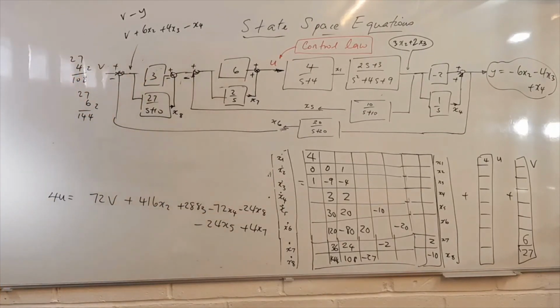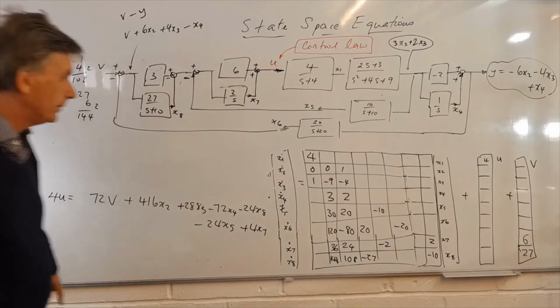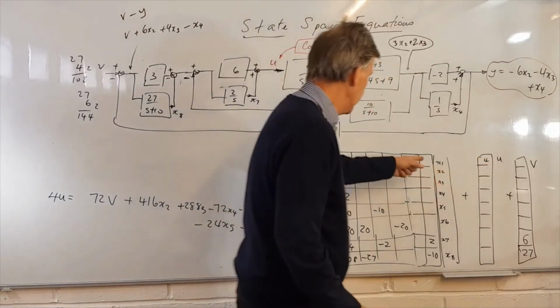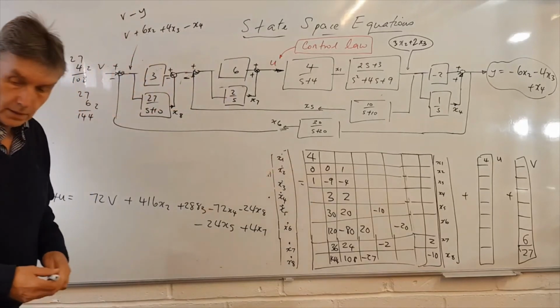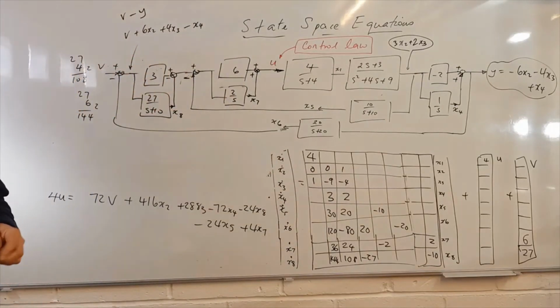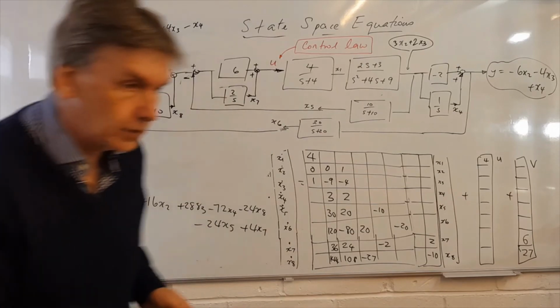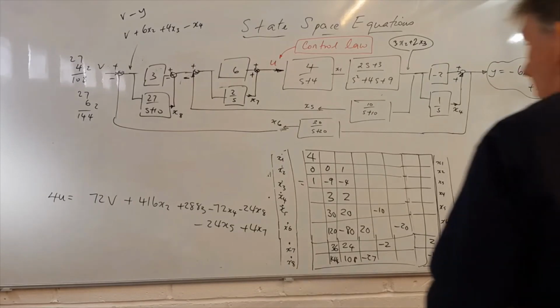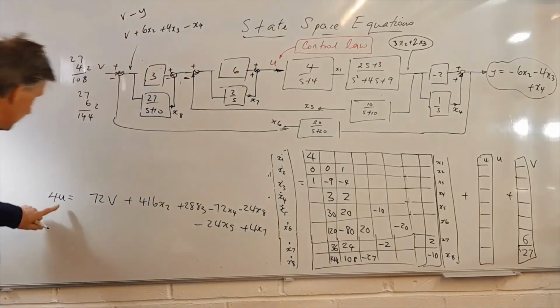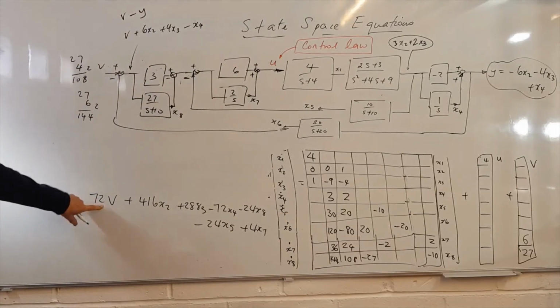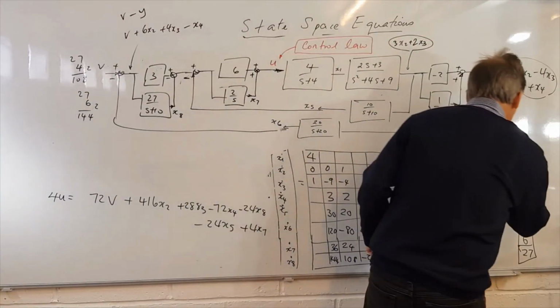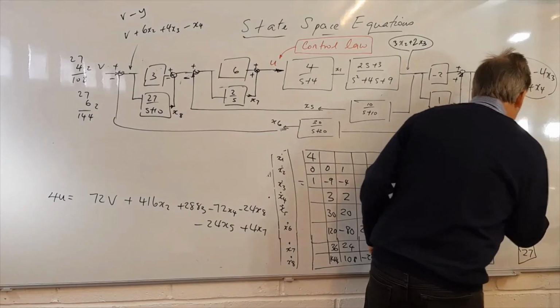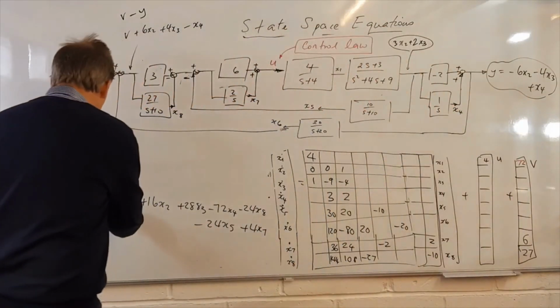Other than now, we've got to put 4u now. 4u is going to feed in here, and that's going to feed in on this line here. So we're going to do that in a different colour, just to highlight the change. So let's have a look at this now. So 4u is equal to 72v, so I'm going to put a 72 in here. That's the first one gone.